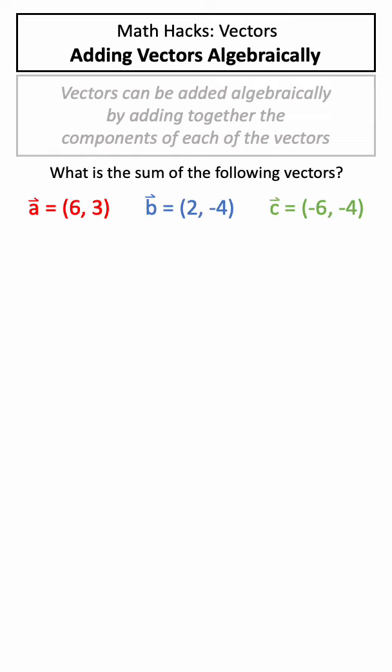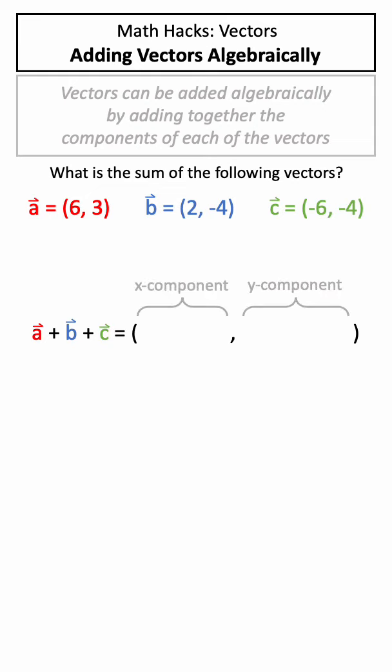So if we're given these 3 vectors and we want to know the vector sum, we simply need to add up the x and y components of all of the vectors. So starting with a, and then adding b, and finally adding c, we can simply solve for the final vector sum by adding each of these components together.